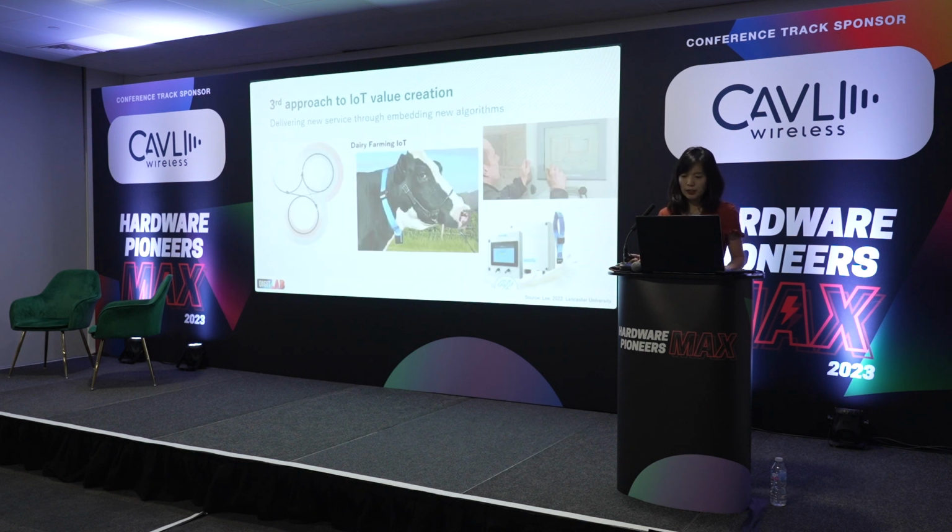So the last approach to IoT value creation was to deliver new services through embedding new algorithms. As you see, the value creation trajectory is more to do with the top right and bottom, which is algorithms and software centered. This IoT system consists of a smart collar, the base station on the farm, an application and a web service. Each cow wears a smart collar, which monitors heat expression, and using machine learning algorithms, the farmers are informed of predictions of when the cow is in the fertility period so that productivity can be increased.